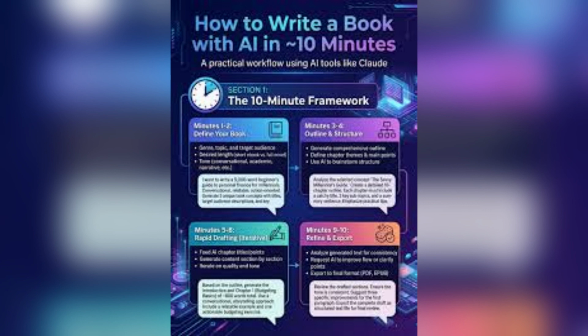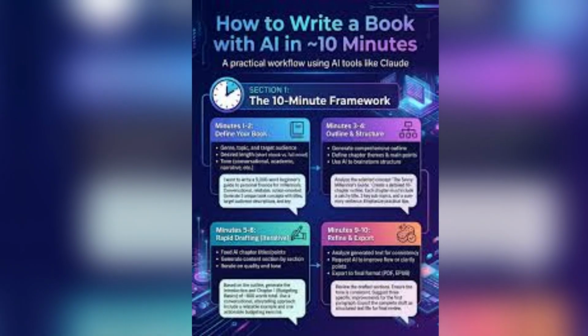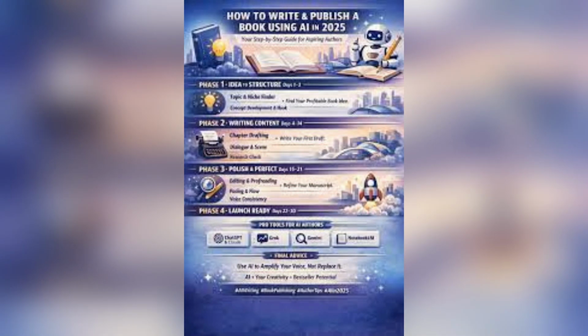Custom instructions: set a project voice. Example: write in a noir-inspired, first-person perspective. Sentences should be punchy and rhythmic. Avoid flowery metaphors unless they relate to the city's decay. Persistent memory: enable memory so Claude remembers specific plot points or stylistic preferences across different chat sessions.